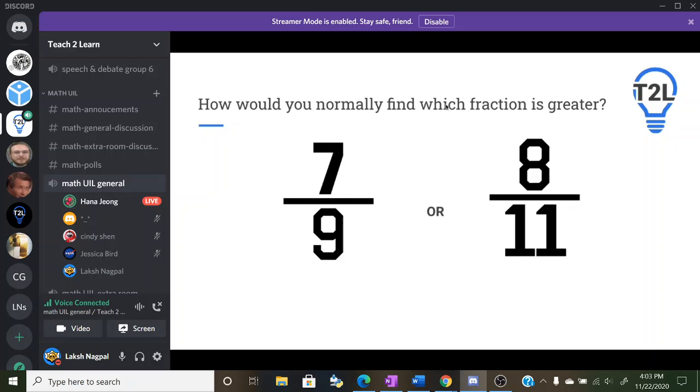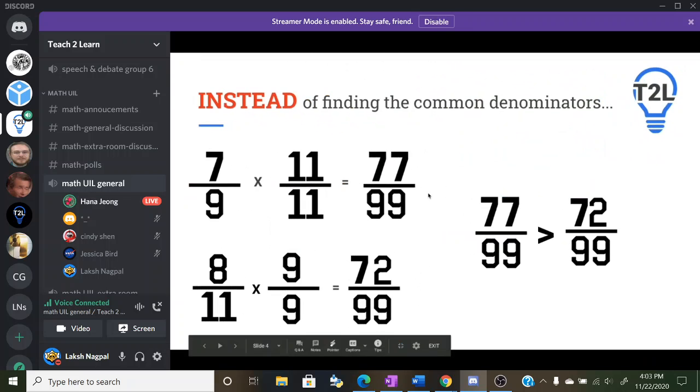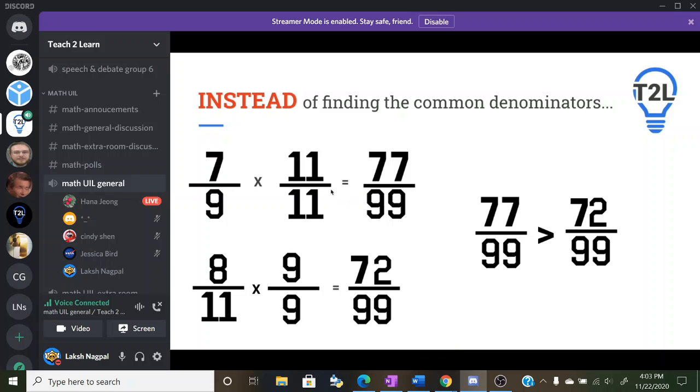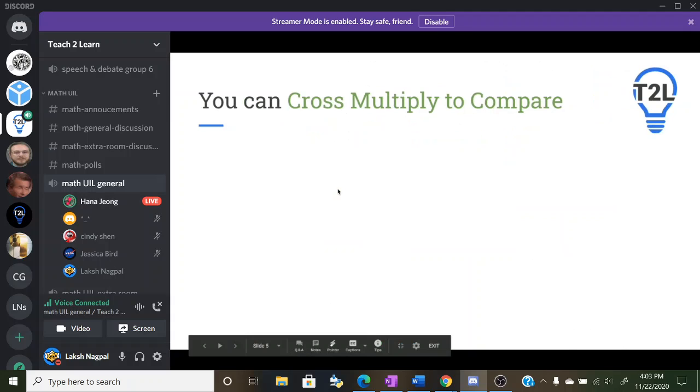Okay, so how would you normally find which fraction is greater? So we have 7/9 and 8/11. For most people, they would try and make the fractions have the same denominators. However, there's a much easier way to find which fraction is greater, and it's called cross multiplying.